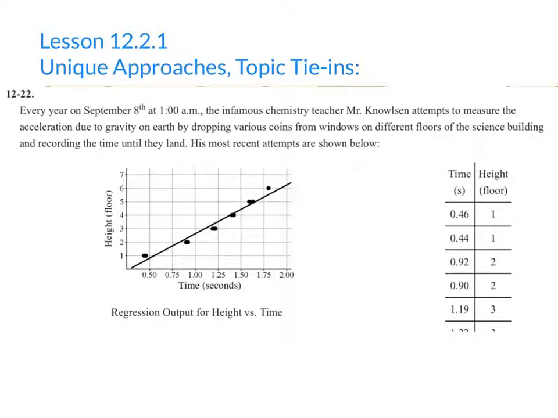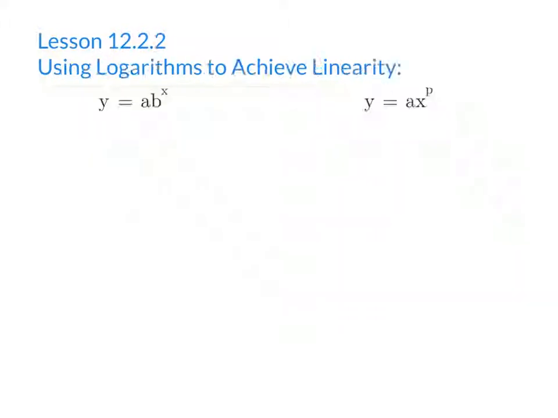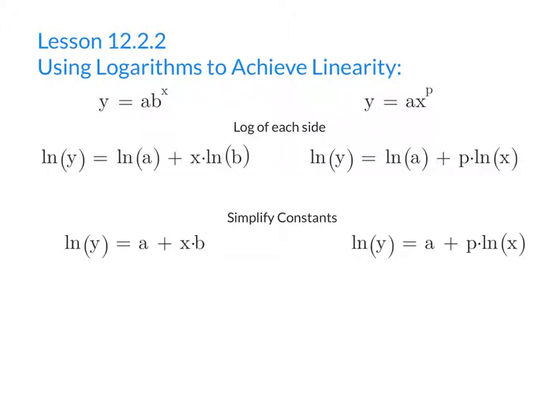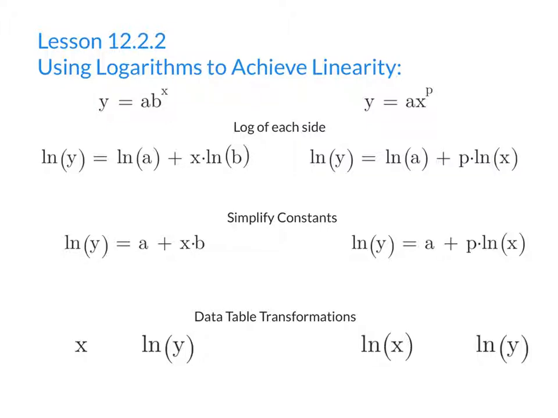And the now infamous chemistry teacher Mr. Knowlson makes his final appearance with some experimental data in problem 12.22. Lesson 12.2.2 highlights the exponential and power models, exploring 2 common ways to use logarithms to straighten data. You will want to be ready to provide prompts and guidance for the logarithmic transformations in this lesson.